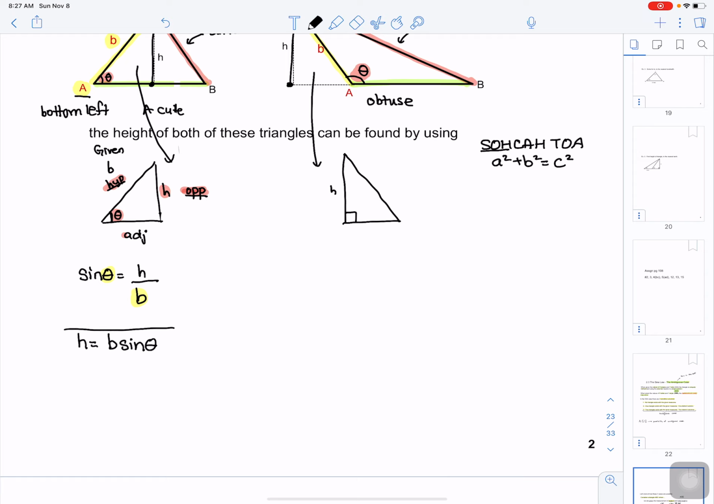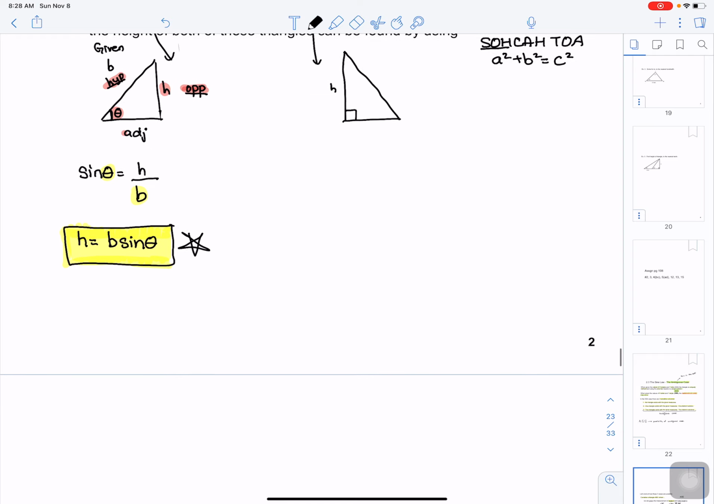Okay, this is a super important relationship to know because this is going to help us determine whether the ambiguous case is going to occur or not occur. It's going to be all based on this value of h. So this is one of the super keys to help you determine the ambiguous case.